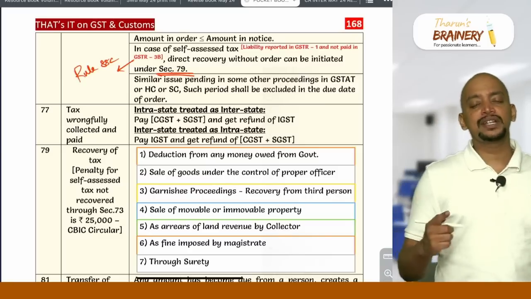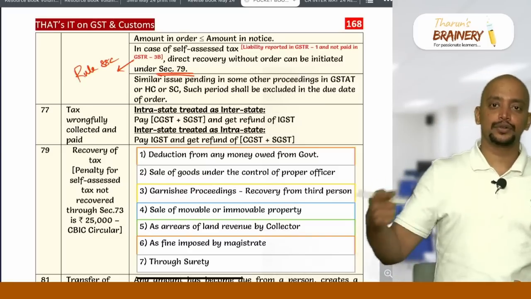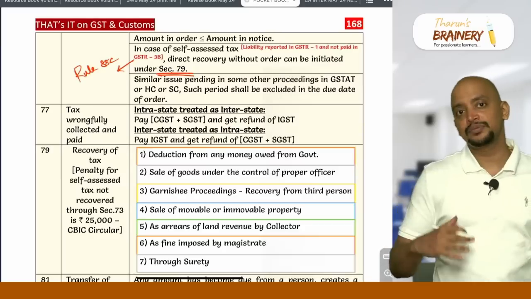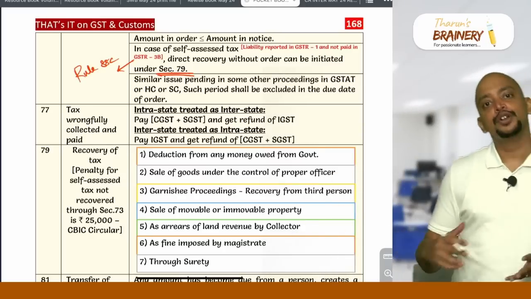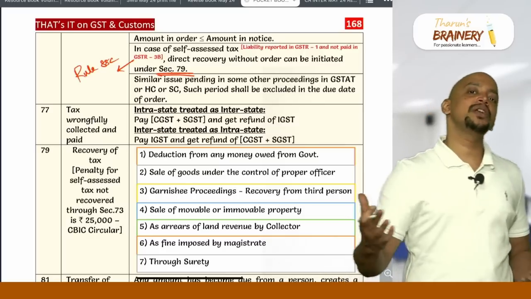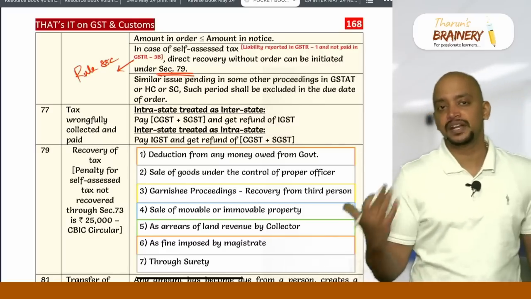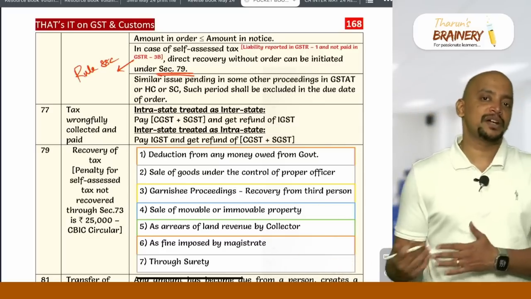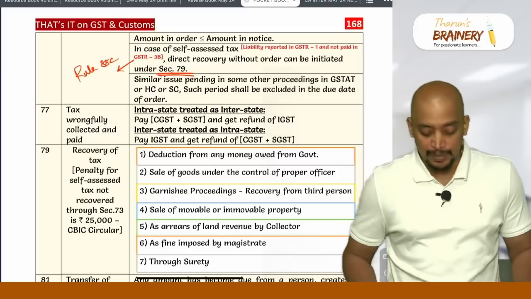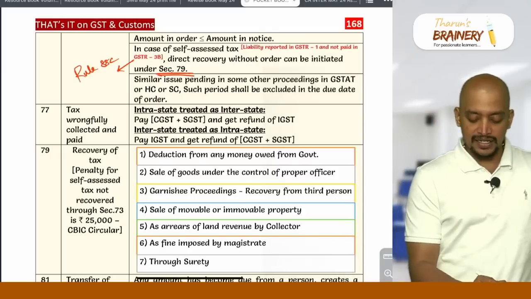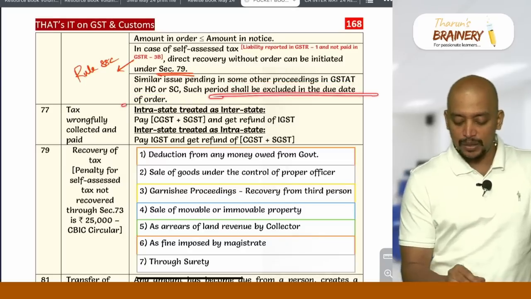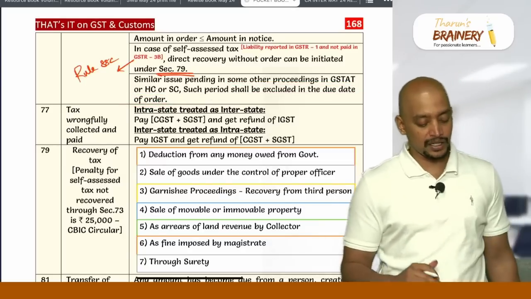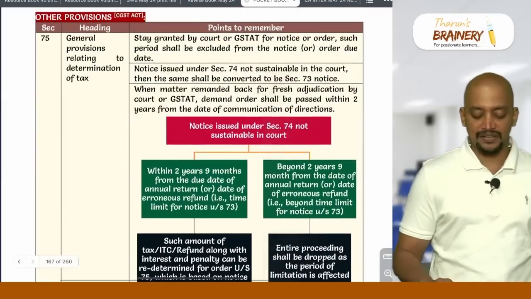Then suppose there is a similar issue which is pending in the High Court or tribunal, till the time the judgment comes, during that time the order cannot be passed. That period will also be excluded. Suppose the issue is pending in the court of law for 3 months, so the order cannot be passed; therefore the order time limit will be extended by 3 months. Similar issue pending in some other proceedings in GST or High Court or Supreme Court, such period shall be excluded from the due date of the order.